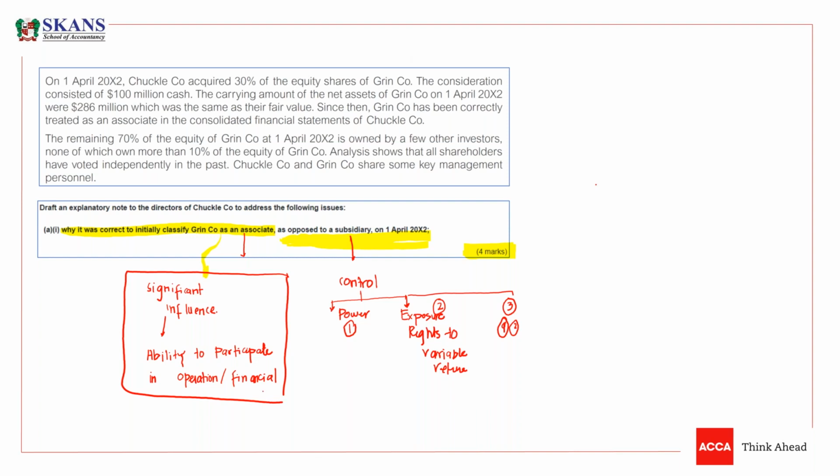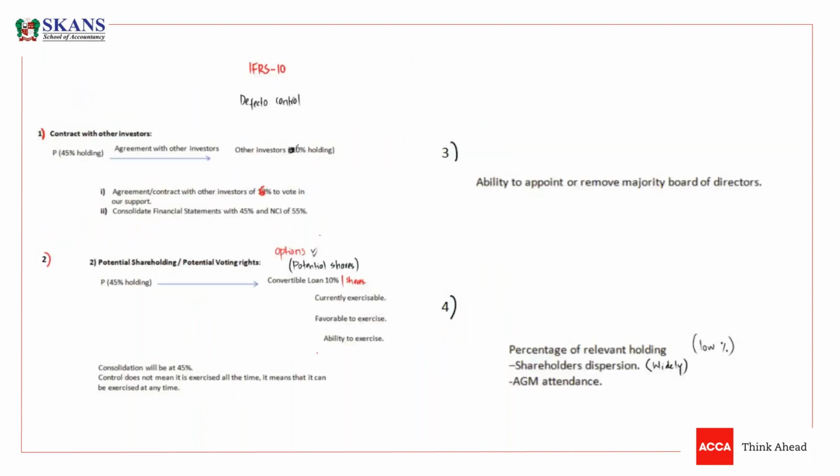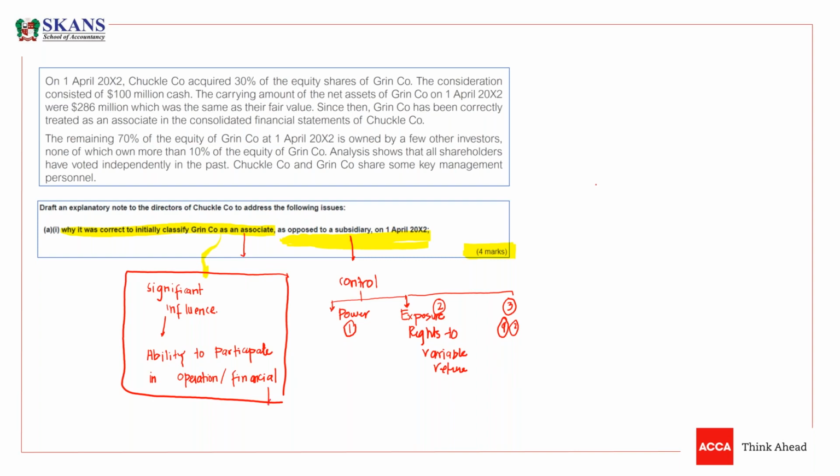Then, for the ability to participate in decision making, we have certain indications. Guys, what are those indications? Usually we have representation on the board of directors, but in a minority. We have our board members, our directors in that company, but obviously in minority. But in a control situation, you have the ability to appoint or remove the majority of the board of directors.